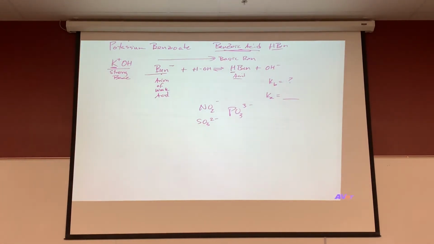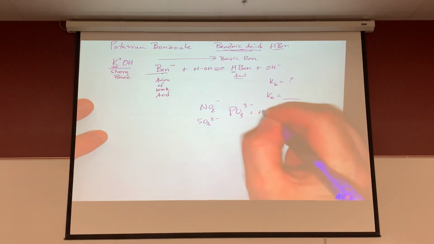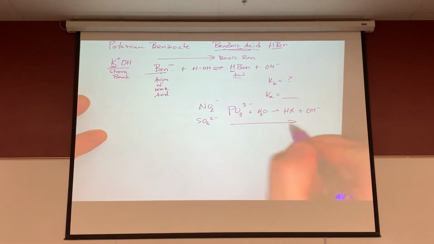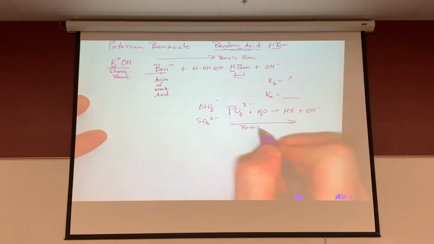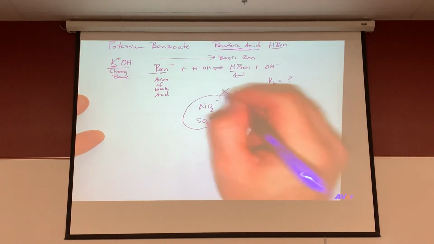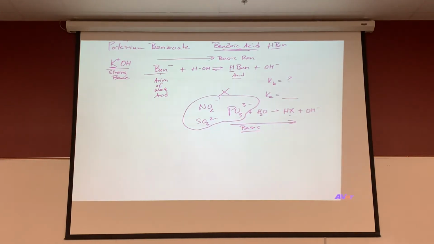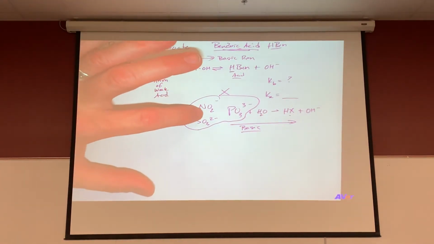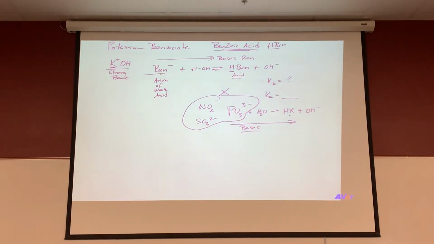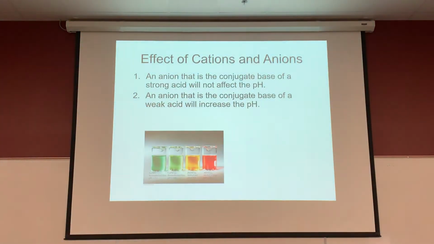And if you react any of these with water, you're going to get, I'm just going to write this way, HX plus OH minus, in every case where this is the X. Okay. So these are the anions of weak acids. They'll react with water to give you a basic solution. Okay. All right. Last couple slides, then we'll take a break.